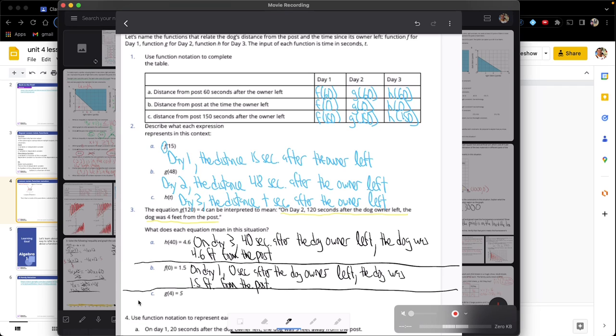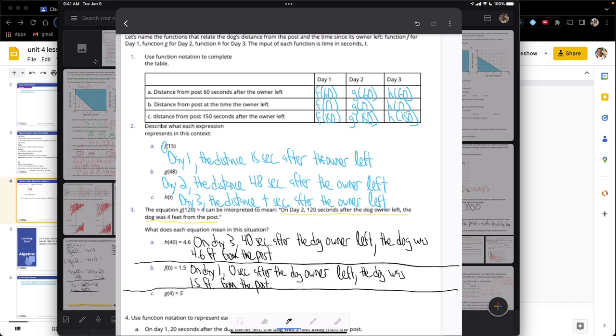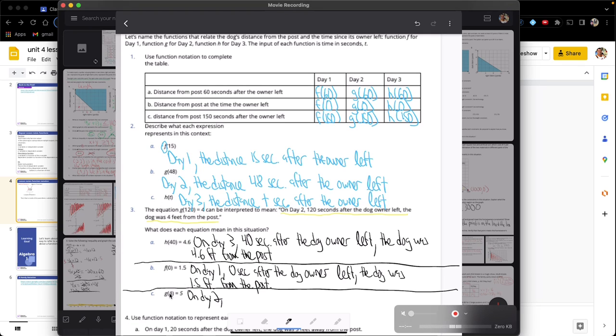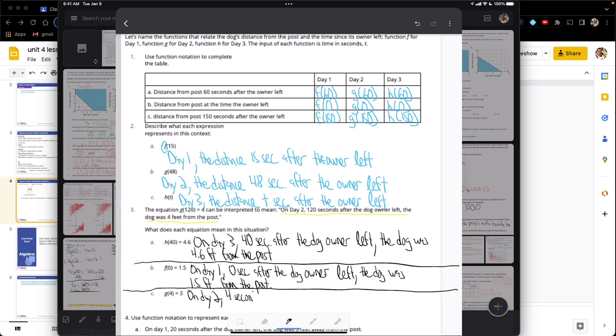Okay. And let's finish off with C. G of 4 equals 5. So function G is for day 2. So this is going to be on day 2. So on day 2, my input, the number in the parentheses, is 4. So this is on day 2, 4 seconds.